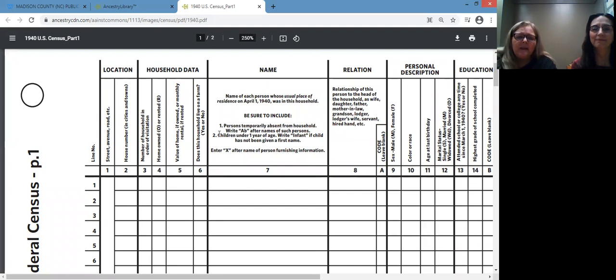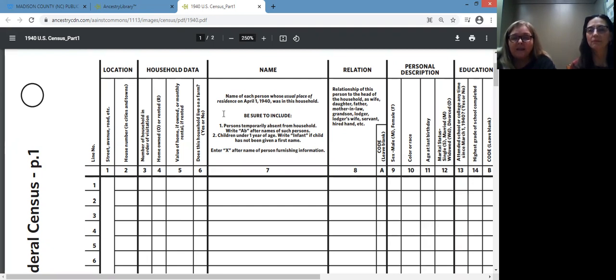And this says name of each person whose usual place of residence as of April 1st, 1940 was in this household. And it had to be 6 months, I think, before they would get included in that state's census records. And it also told them to be sure to write down temporarily if they lived there but were absent at the moment. To write if they were an infant.